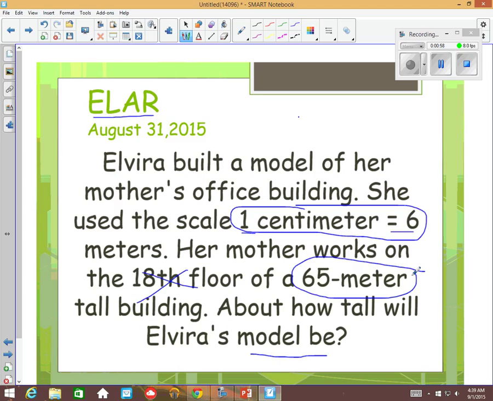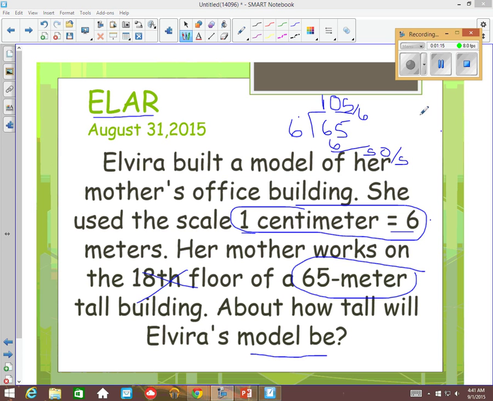The scale is 1 centimeter equals 6 meters. You're going to divide 6 into 65. Okay, you can see here I've done the work, divided 6 into 65 and get 10 and 5/6.